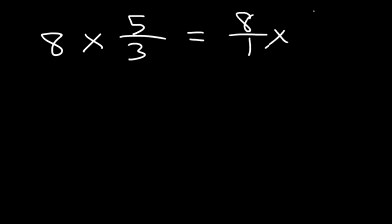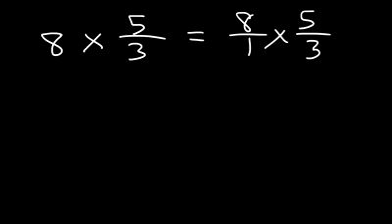Now what if you get a problem that looks like this? What is 8 multiplied by 5 over 3? How can you take a whole number and multiply by a fraction? The key is to convert the whole number into a fraction. 8 is the same as 8 over 1.